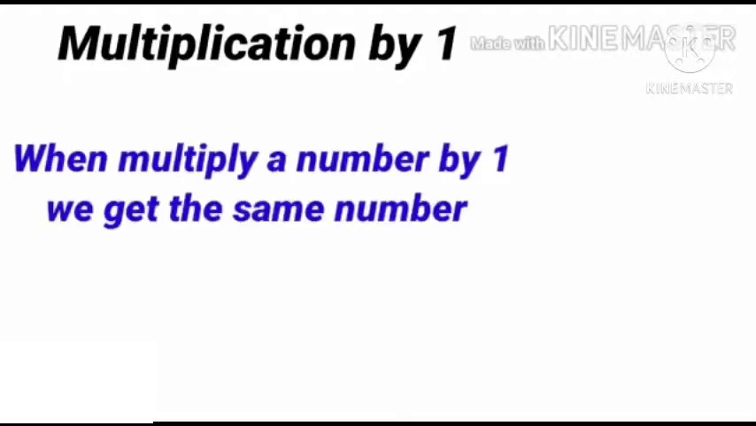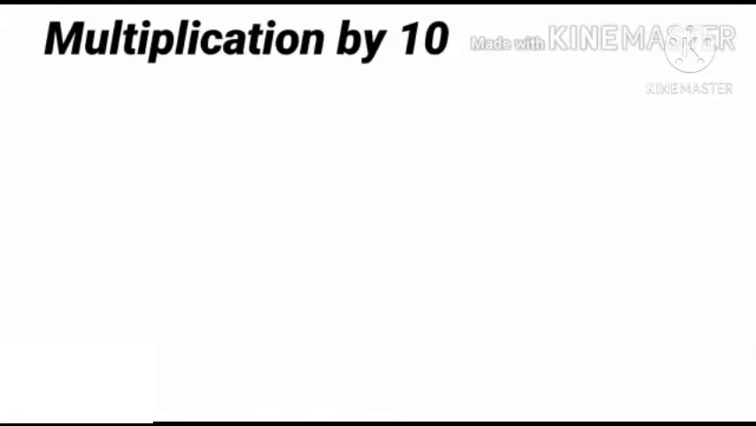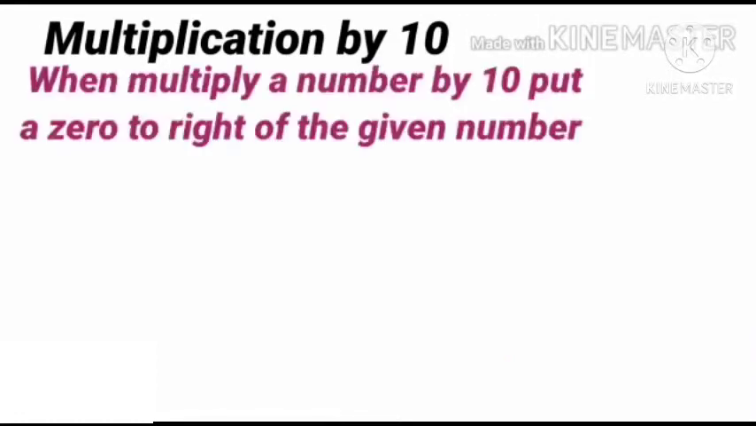Next, multiplication by 1. When we multiply a number by 1, we get the same number. Example, 6 into 1 equals 6. 35 into 1 equal 35. 46 into 1 equal 46. 245 into 1 equal 245.